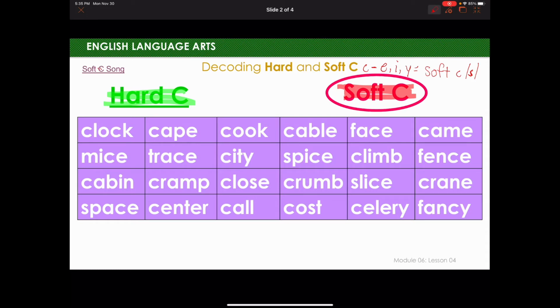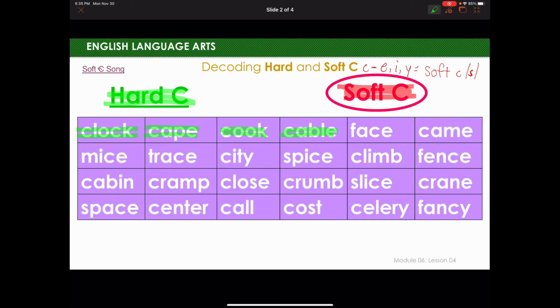Okay, here we go. We have clock. K, k, k. That is the hard C sound. So I'm going to highlight that in green. Then I have cape. That is another hard C word. What about the next one? Cook. That's a hard C. Then we have cable. Is that hard C or soft C? If you said hard, you would be right.